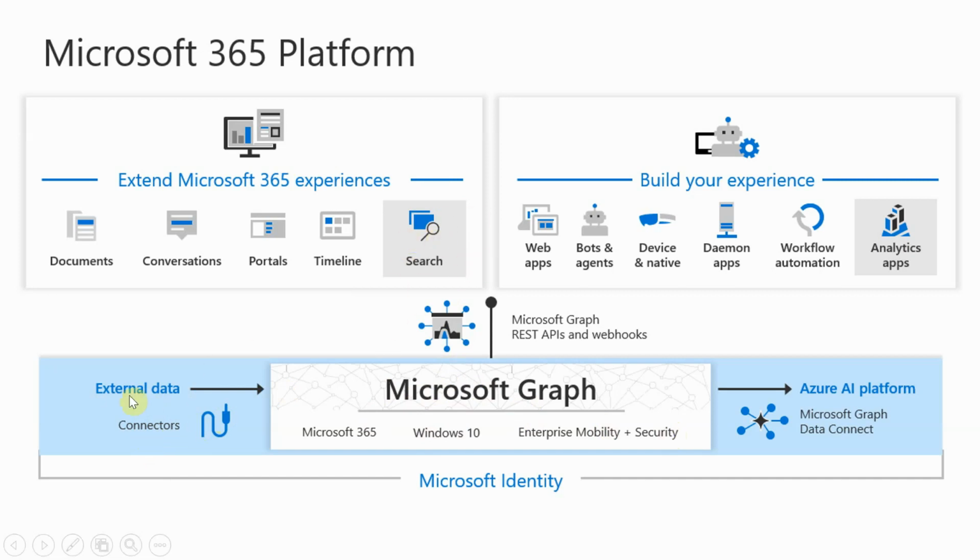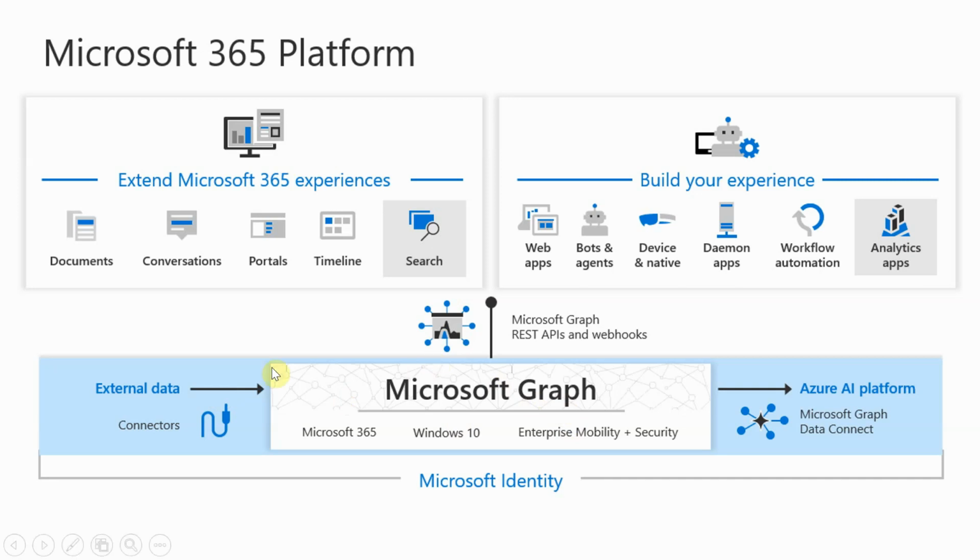So those are the connectors available to get the data from external sources like Jira, Salesforce, Box, this kind of external application from where we could pull the data with the help of Microsoft Graph connectors and put the data into the Microsoft Graph. We'll see the detailed video for this, how to implement it.